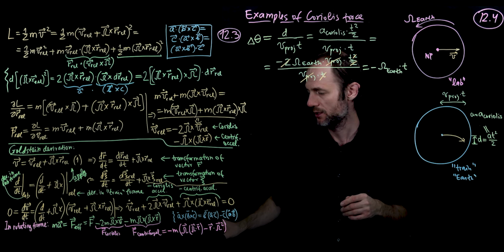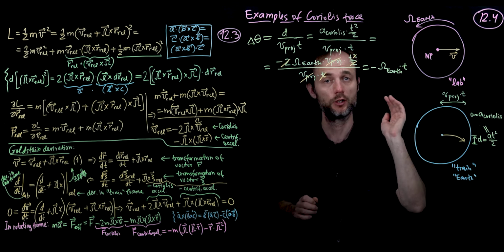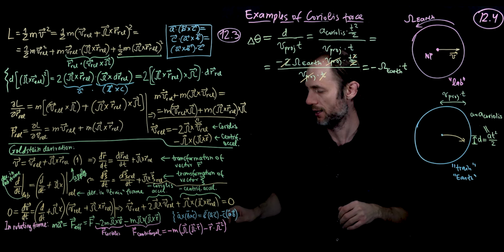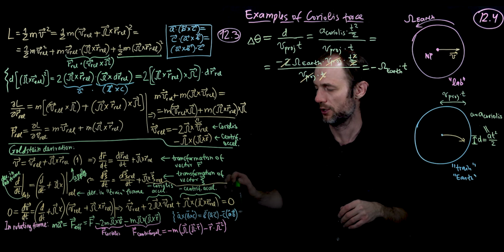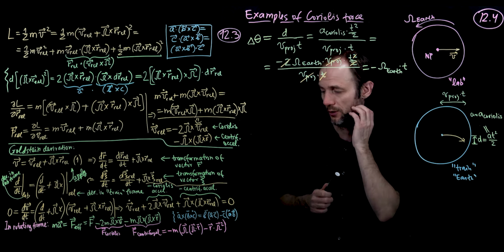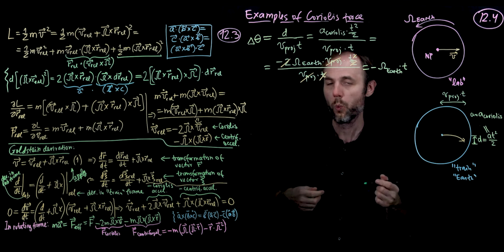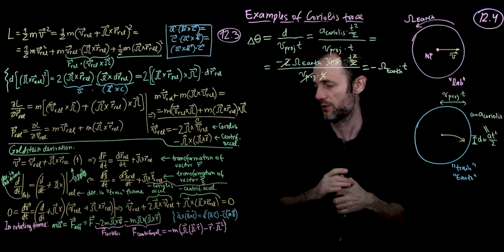So suppose that for a time of 100 seconds our projectile travels before it loses altitude and falls onto the ground. What will be the angular deviation in this case?